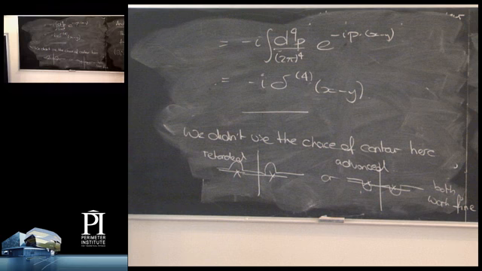And these are just as good Green's functions. So there's names for these. This is called the retarded Green's function, and this is called the advanced Green's function.